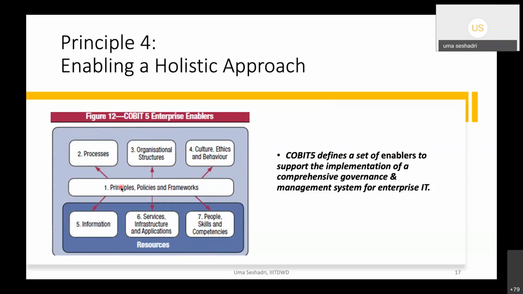Enablers can be some policies, it can be some frameworks, it can be processes, organizational structures, some culture, ethics, behaviors, people, skills, competencies, services, infrastructure, applications, information. So all these are part of your enterprise enablers. So you cannot say that I don't want to include processes for my COBIT implementation. It is not possible. All the relevant important processes which are adding value to stakeholder needs should be part of your COBIT implementation.